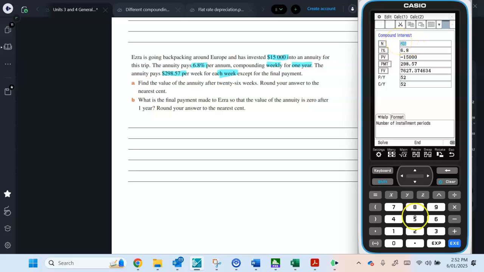What is the final payment after 1 year? So we change that to 52, and then change your future value. You'll notice that this time it's negative, so we'll have to do $298.57 minus 6 cents. So it would be $298.51. So just slightly lower because this time it's come under as opposed to over. So just make sure that you take off that 6 cents.